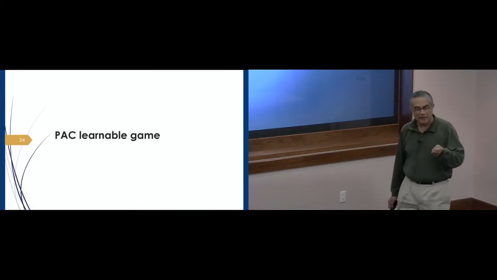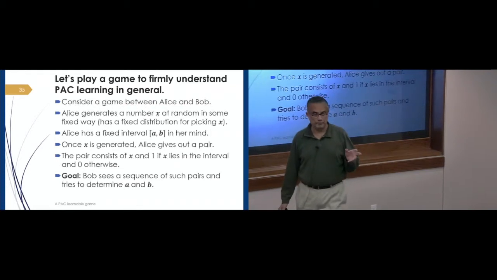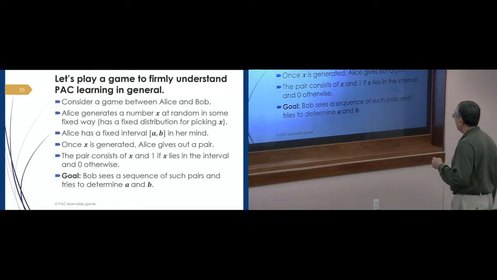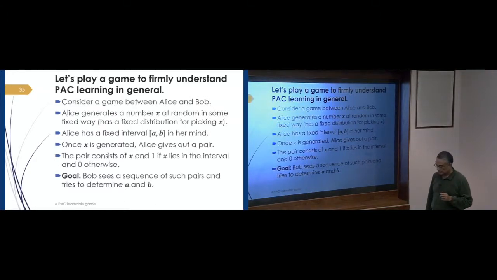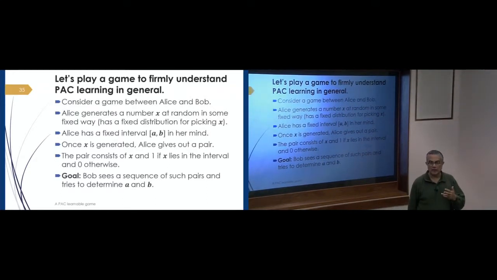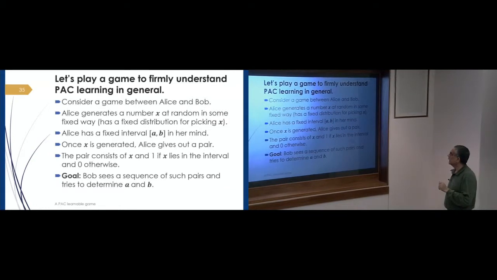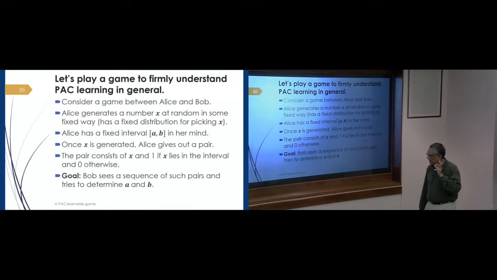So in order to model that well, we'll start out by considering a learning problem, which we can think of as a game. We have two players in this game named Alice and Bob. Alice plays the role of our oracle. Alice provides a number x at random in some fixed way, say a distribution. And Alice has in mind an interval between A and B that Bob has to learn. But Bob doesn't know what A and B are. So any number in that interval is valid.